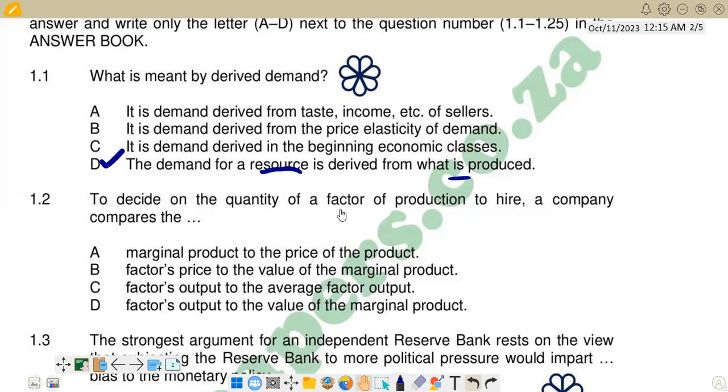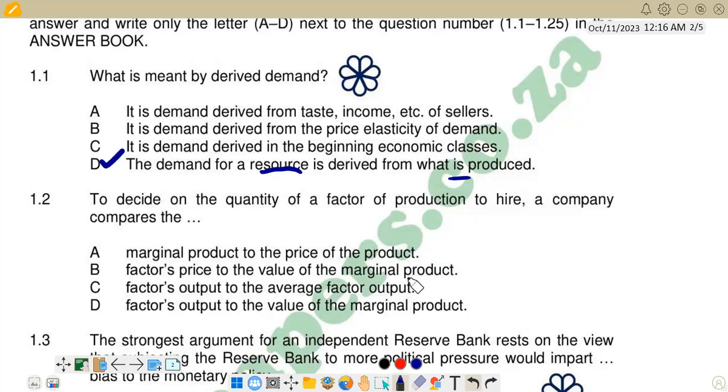So basically we are going to compare the cost of that factor of production and what it is going to give us as output after employing that factor of production. So if you go through the responses, you would see that a comparison between the cost and the output that is going to come out of the cost of that factor of production, we are going to see that B is the most appropriate there. B is saying the factor price to the value of the marginal product. So if we analyze the factor price, that is the cost of that factor of production. If it's labor, we're talking about maybe the wages or the salaries that we are going to pay for that labor, and then we compare those salaries and wages to what an average worker is producing.